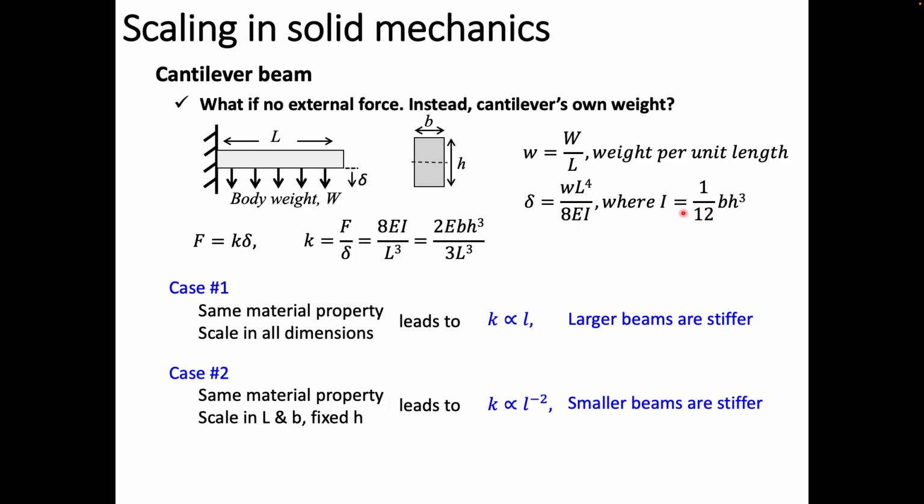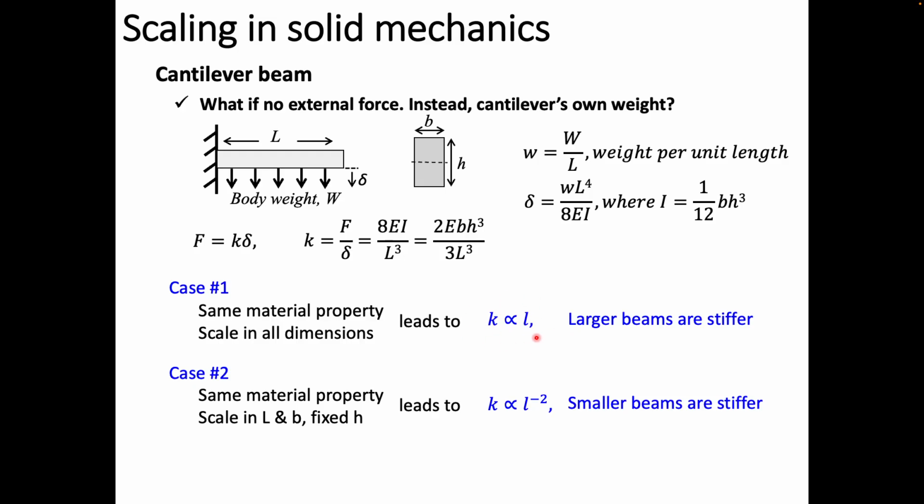Okay, and again, this area moment of inertia I is the same as 1/12 BH cubed. So then we obtain K, because we already know what delta is. You just substitute it here, and that is essentially what we obtain. So with that, we are going to again consider the same two cases. Here, we are scaling in all dimensions, B, H, and L all scale up and down, so we get the same expression.